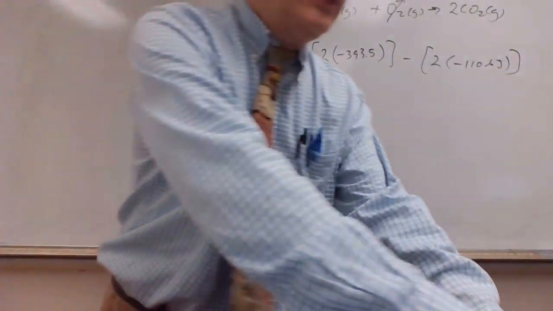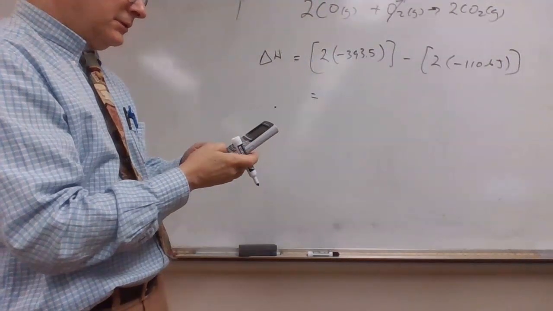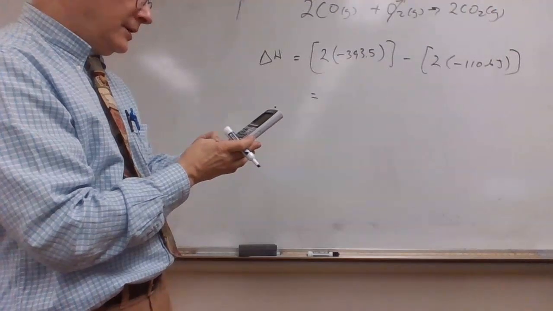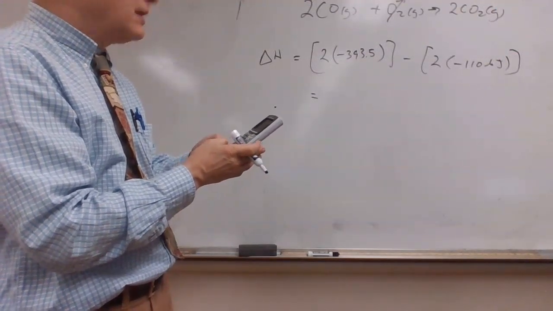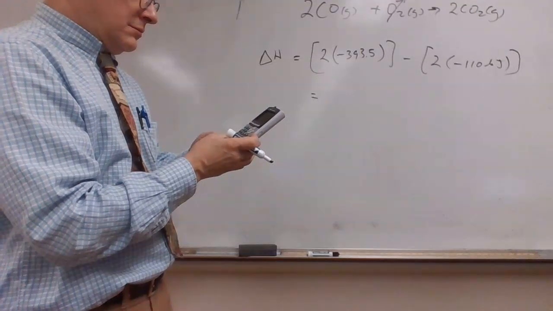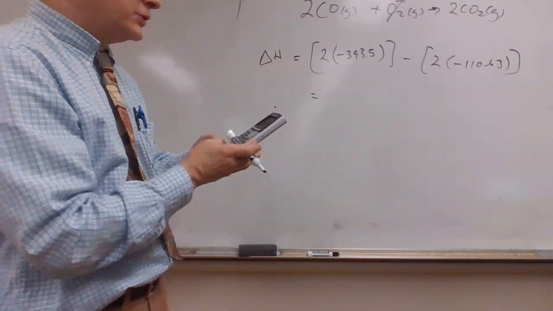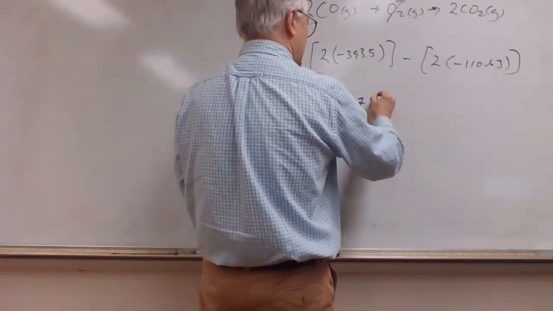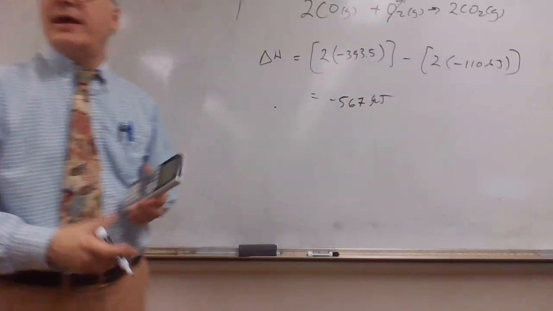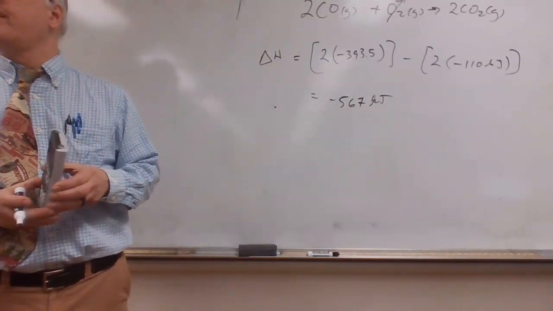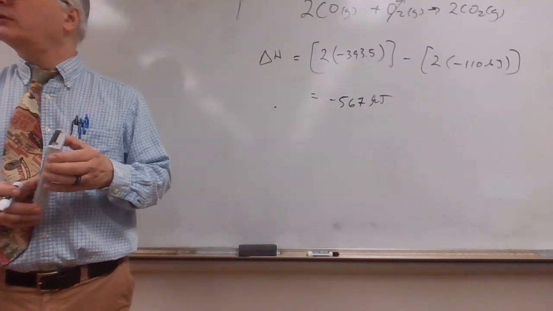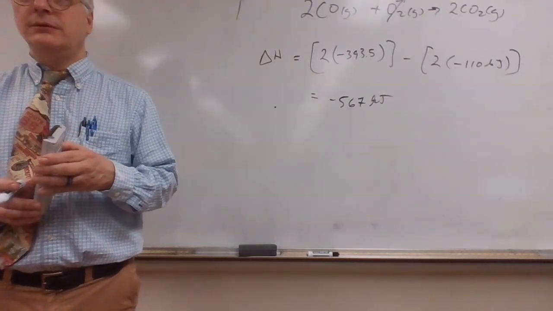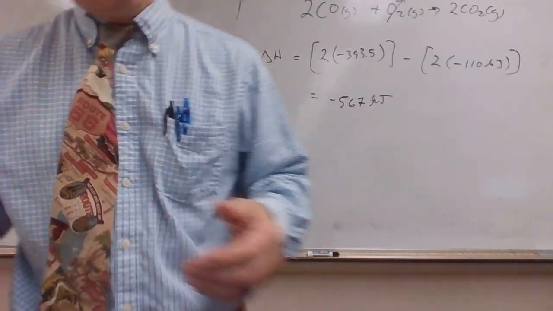I'm going to go ahead and do that and see what we come up with here. 2 times negative 393.5. So I get negative 567 kilojoules for that reaction as written. Get that one, Cade? Good. Carolyn, you getting them? Good, everyone? All right, excellent. Last one then.